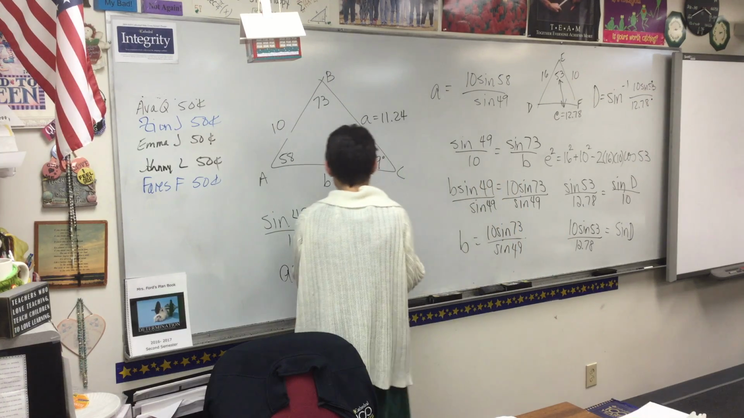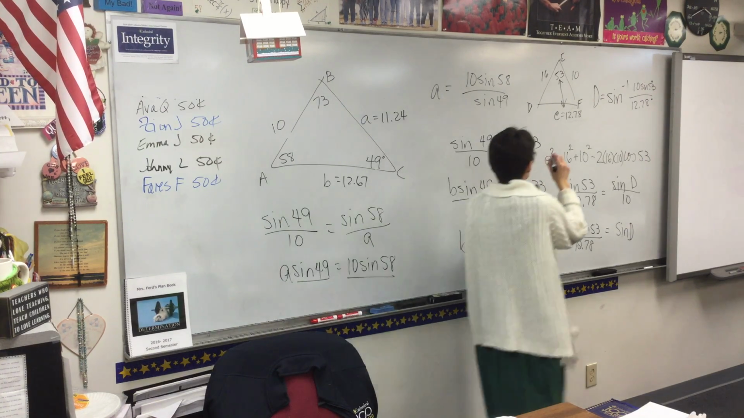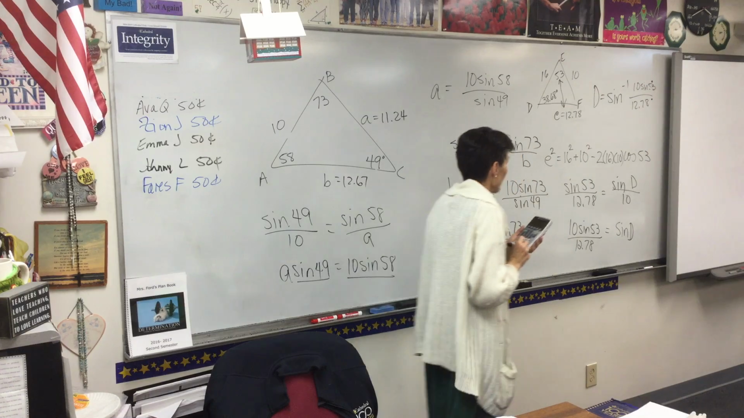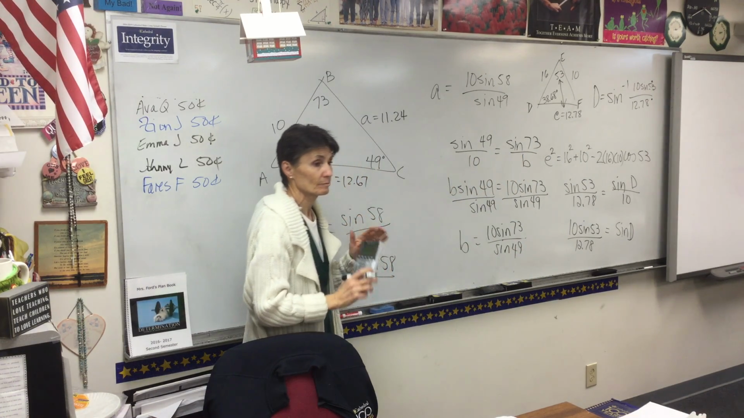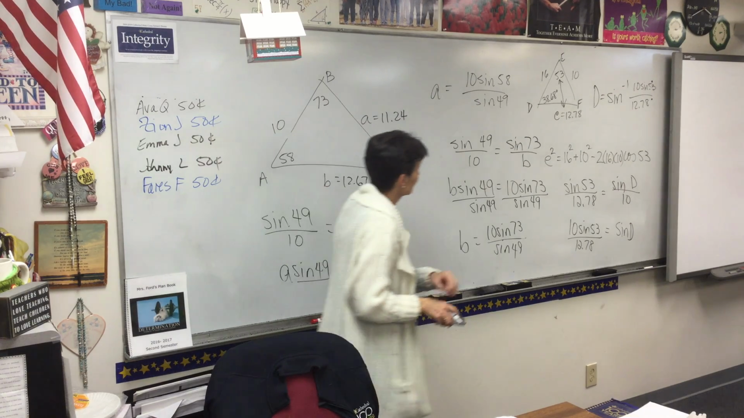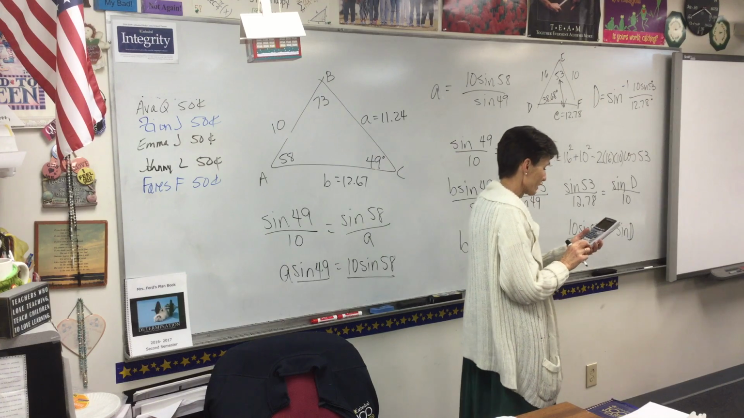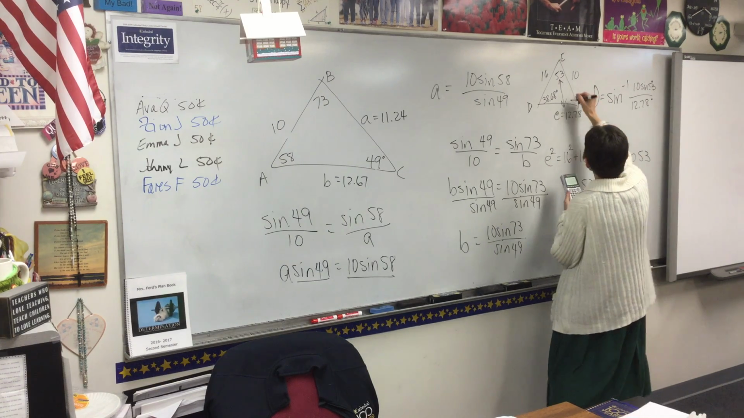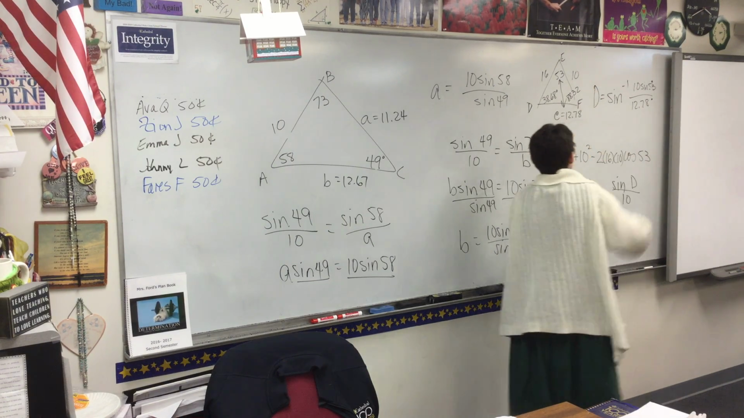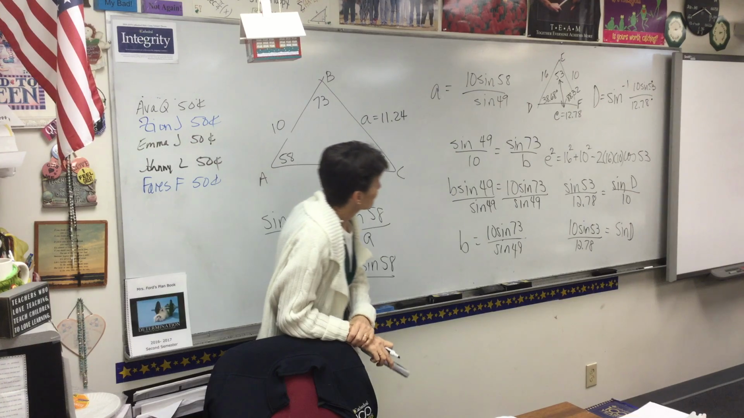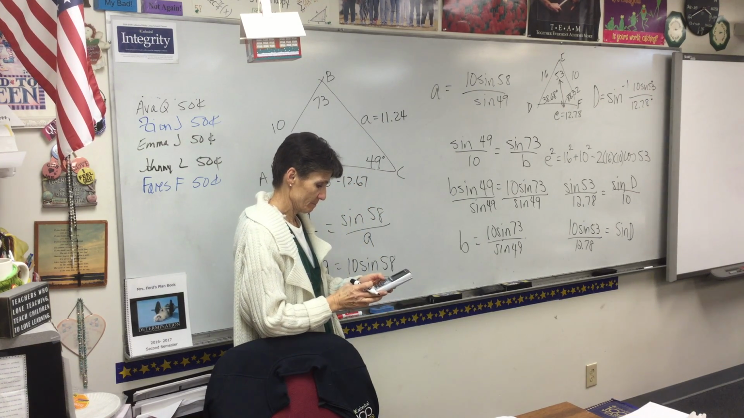Did you get 38.68? 38.68 degrees? Now, how do I find the last angle? Add them up and subtract. So add them up and subtract. Oh, 88.32. What did you get? Okay, he subtracted off.